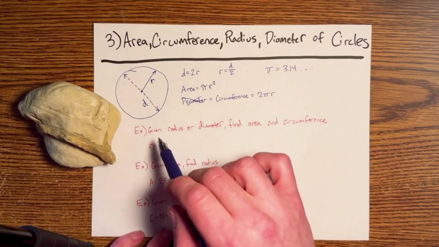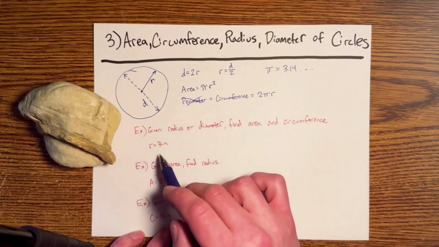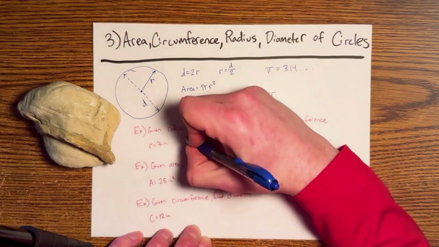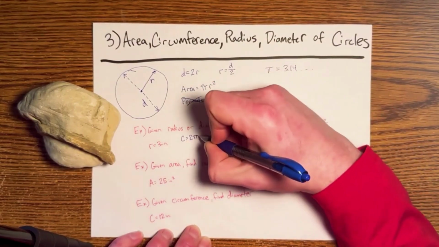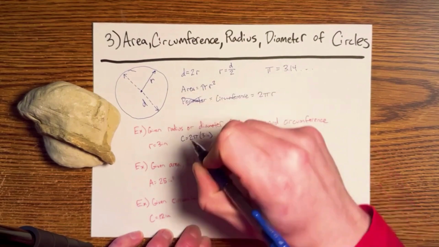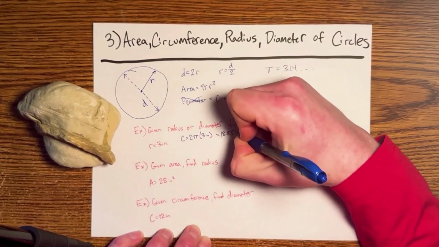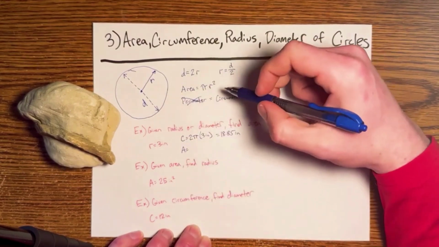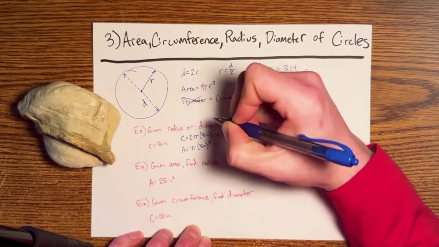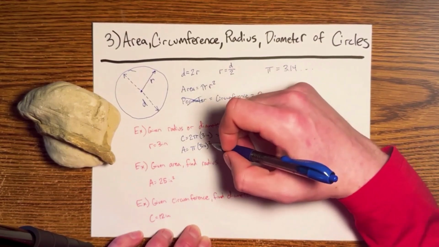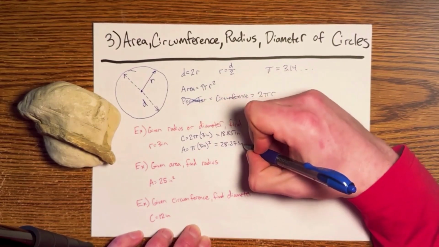The first one, if you're given the radius or diameter and you're asked to find the area or circumference. So let's say you're given a radius of 3 inches, you're just going to plug and chug. Remember, the circumference is equal to 2 pi r, 3 inches. You'll just plug that into your calculator and find it to be 18.85 inches. And the area, again, we're just plugging and chugging here. So we got pi r squared. Remember that 3 squared is just 3 times 3, and we'll find that to be 28.27 inches squared.